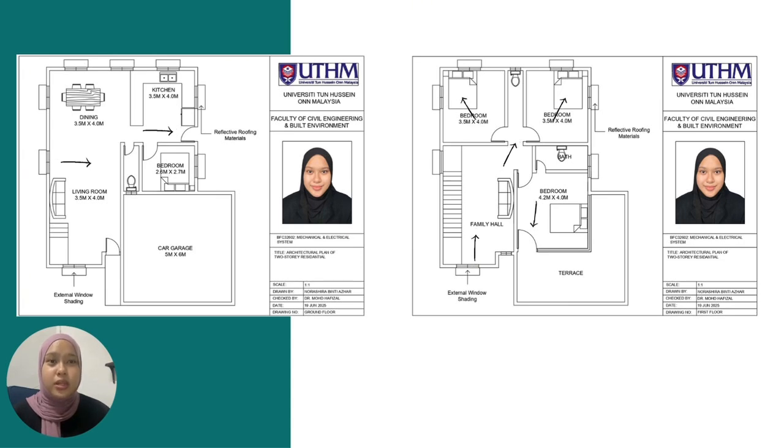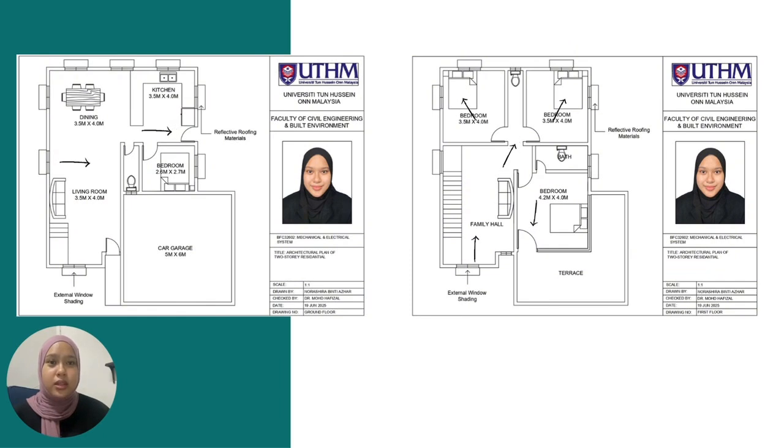At the bedroom near the car garage, the window also allows air to circulate and prevent heat buildup in a closed space. External window shading is used on the west-facing window to block strong afternoon sunlight, while still allowing airflow. This prevents glare and heat gain while maintaining ventilation. Above the ground floor is a reflective roof, especially over the kitchen and bedroom, to minimize heat from the roof surface.